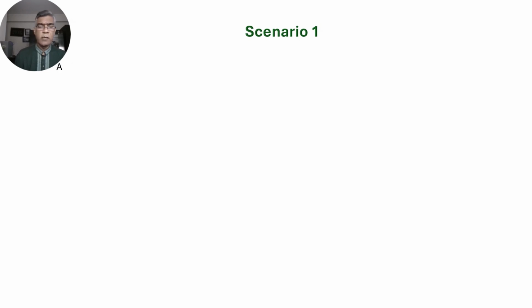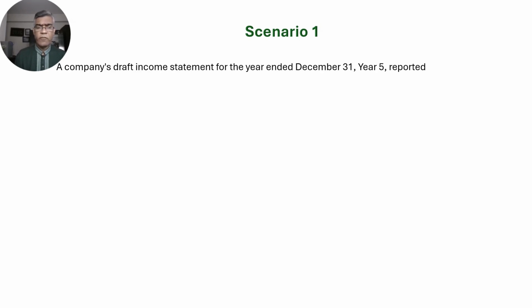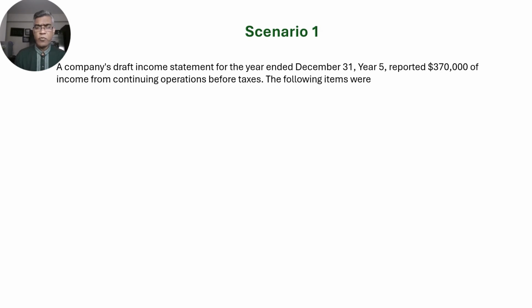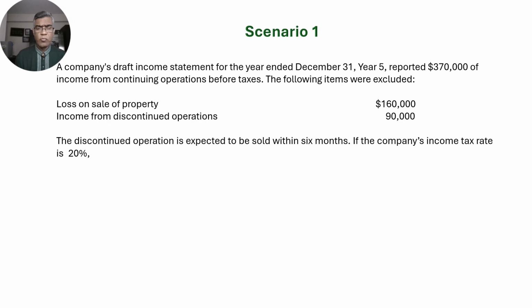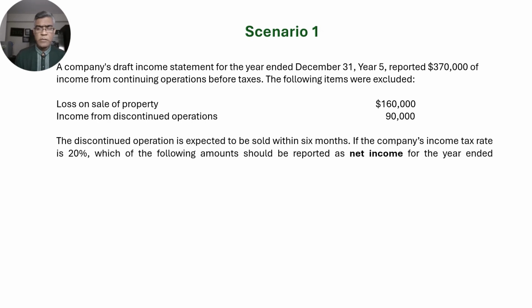Scenario 1. A company's draft income statement for the year ended December 31st, year 5 reported $370,000 of income from continuing operations before tax. The following items were excluded: loss on sale of property, $160,000, income from discontinued operations, $90,000. The discontinued operation is expected to be sold within 6 months. If the company's income tax rate is 20%, which of the following amounts should be reported as net income for the year ended December 31st, year 5?